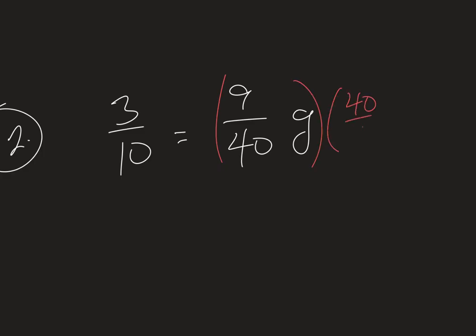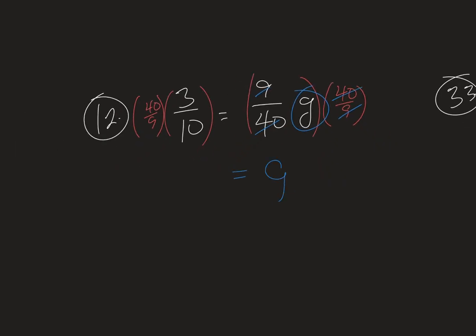Number 12 might be a little scarier looking because it's a fraction equals a fraction, but we are able to multiply by the reciprocal. And that reciprocal is 40 over 9. The 40's cancel, the 9's cancel, leaving us with g. G equals, and then again, we can do some canceling. If you don't want to cancel, here's what you get. 40 times 3 is 120. 9 times 10 is 90. This reduces, if you divide them both by 30, to 4/3.